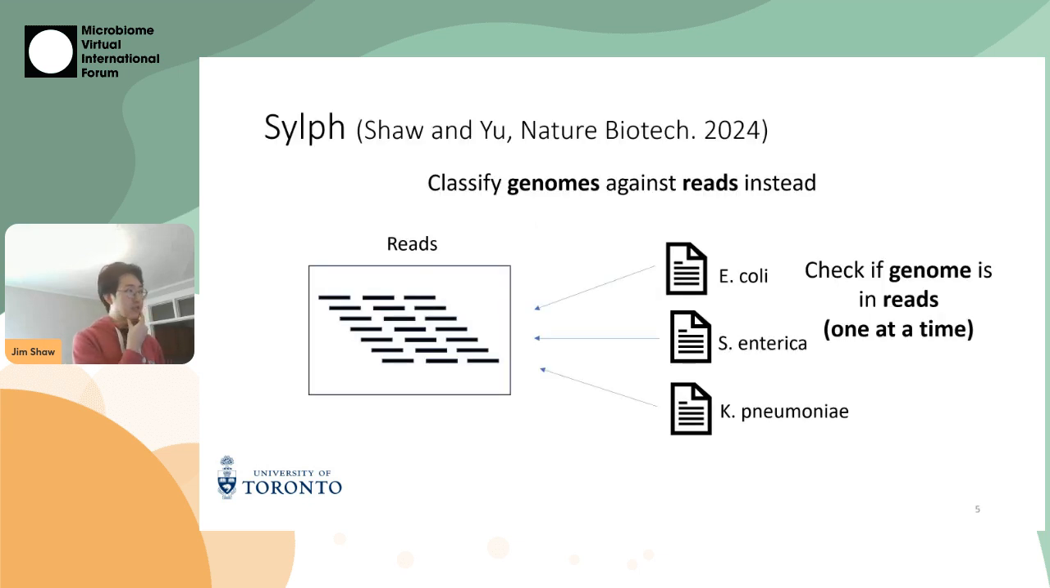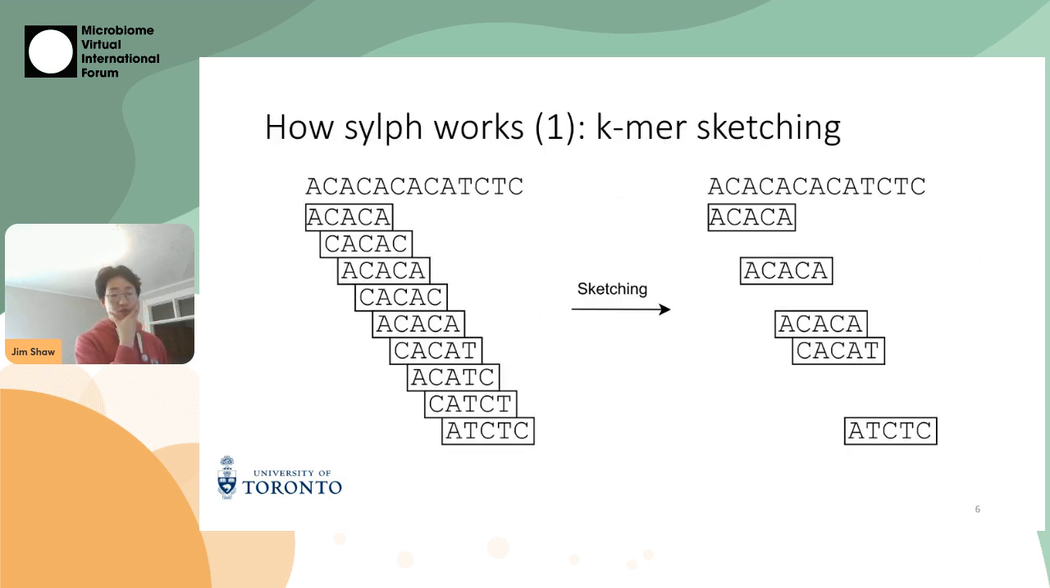In this work called sylph, we kind of do the inverse problem of classifying reads. What we do is we classify genomes against reads instead. I'll explain how you do this, but what we do is we check if each genome in our database is contained within our reads. And how we do this is we start off with something called k-mer sketching. You might have heard of something like Sourmash before, which is very similar. We look at the k-mers within sequences, which are these k-length strings. Sketching is just subsampling the k-mers to increase the speed. So you just take a subset of the k-mers.